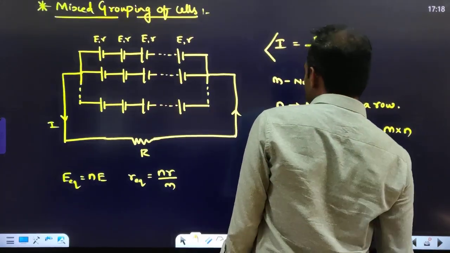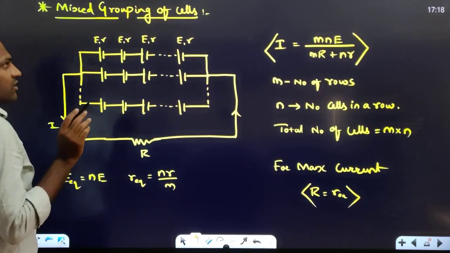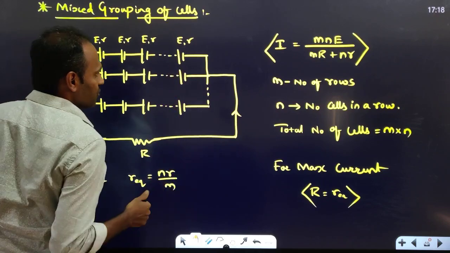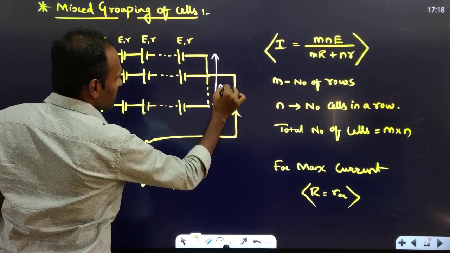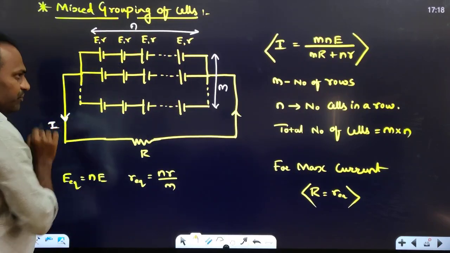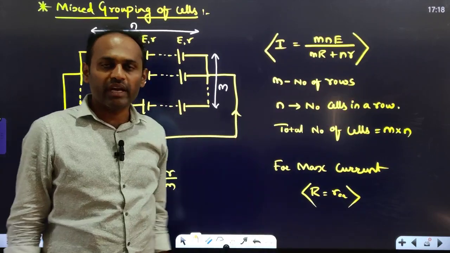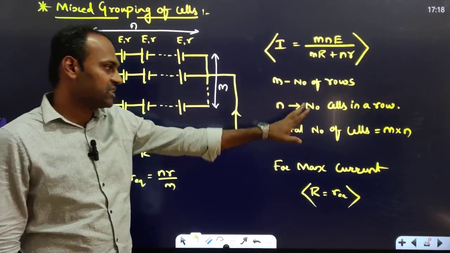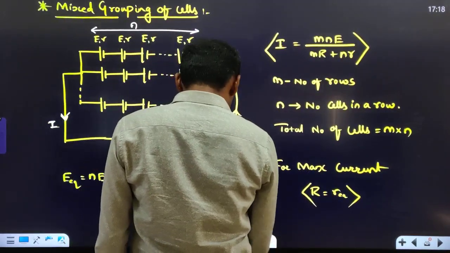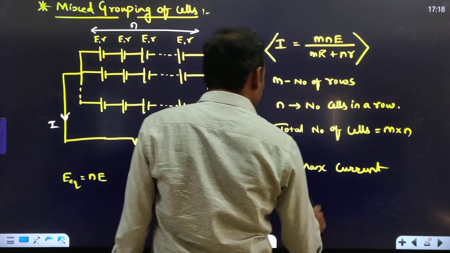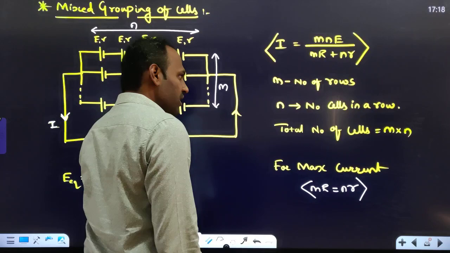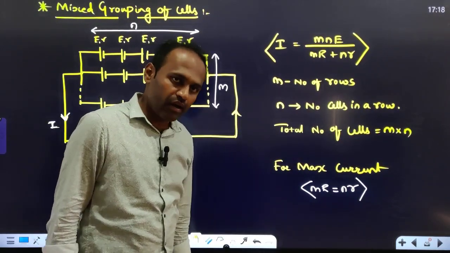Okay, next. See, this is mixed grouping of cells. Mixed grouping of cells means there are identical cells which are connected in series also and connected in parallel also, right? Number of rows here is taken as M, and number of cells in each row is taken as N. So the current which is flowing from this mixed combination is calculated by using the formula mnE divided by Mr plus Nr, where M is number of rows, N is number of cells, right? For maximum current, Mr must be equal to Nr. Mr must be equal to Nr for maximum current from this circuit. Total number of cells is M into N.